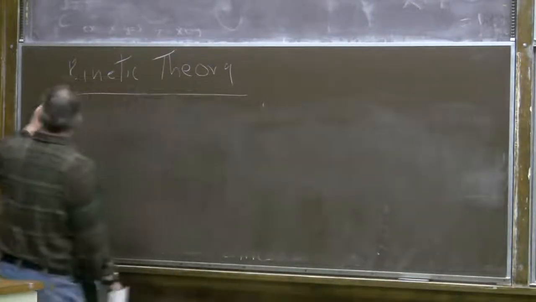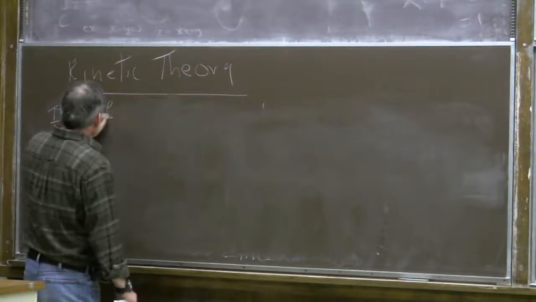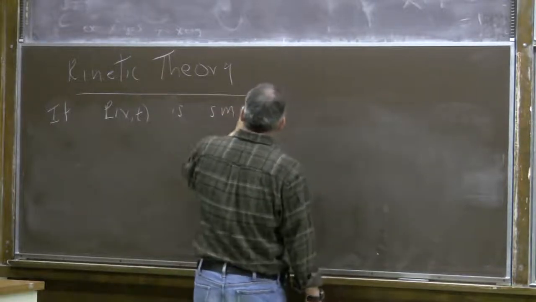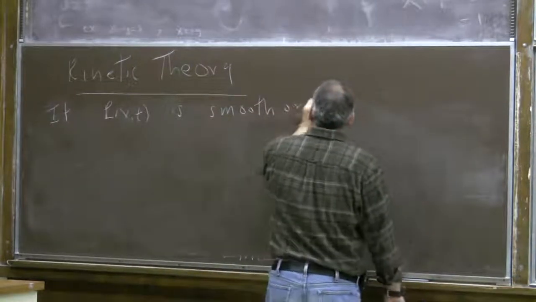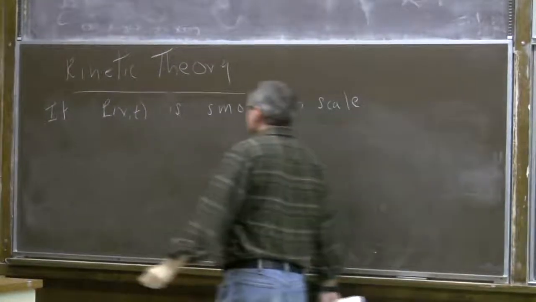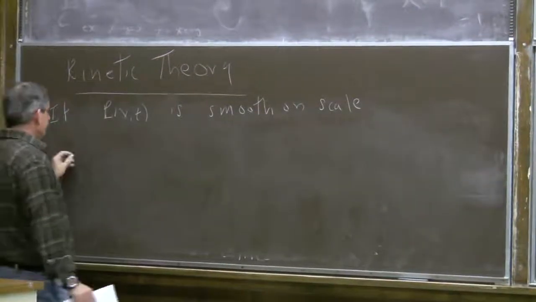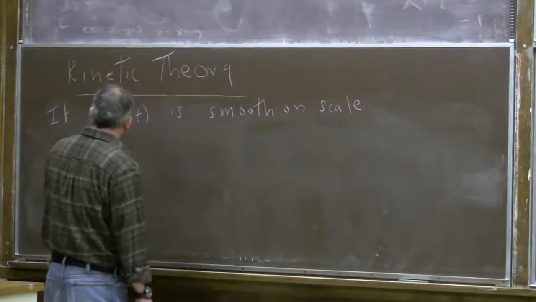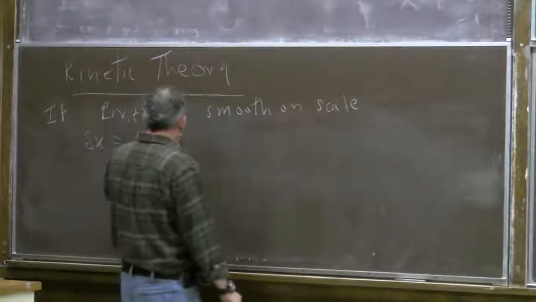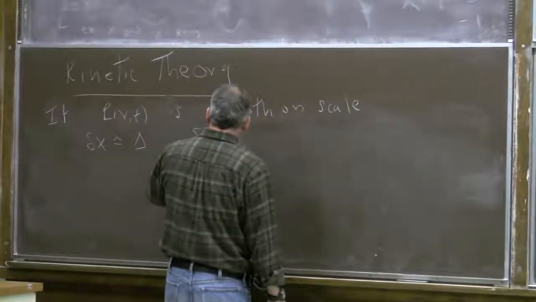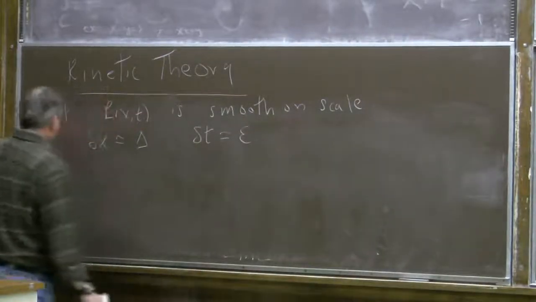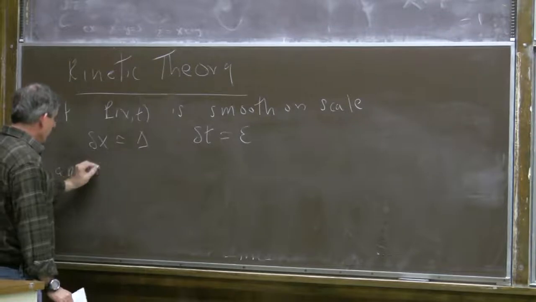So if P of x, t is smooth on scale, I guess I'll say delta x, much larger than delta, and delta t much larger than epsilon, then we can approximate the difference equation by the differential equation.